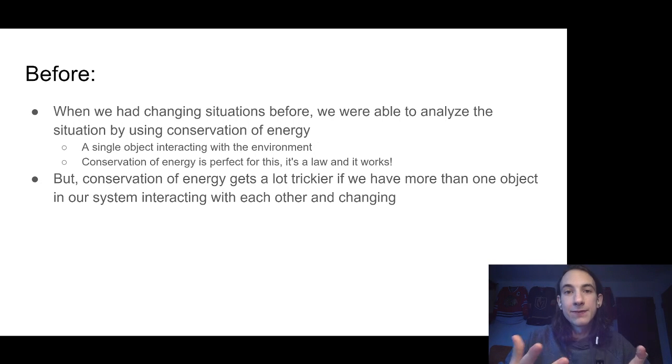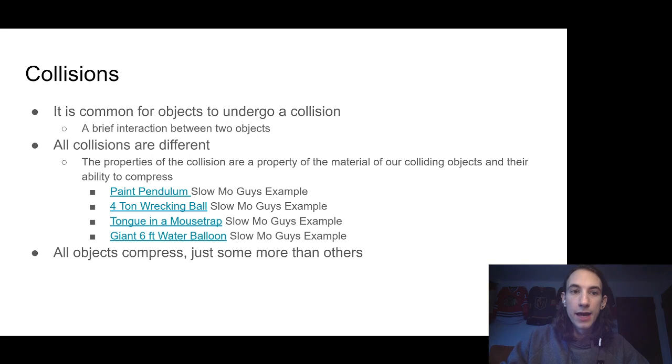But this idea of conservation of energy gets a lot harder if we have more than just one object in our system. If we have multiple objects in our system that are interacting with each other and their velocities are changing, then it gets tricky. Then we need something else to help us analyze what is going on here. When we have two objects that collide with each other or undergo some sort of brief interaction, we're going to call this a collision. So when objects collide with each other, that's a very common thing.